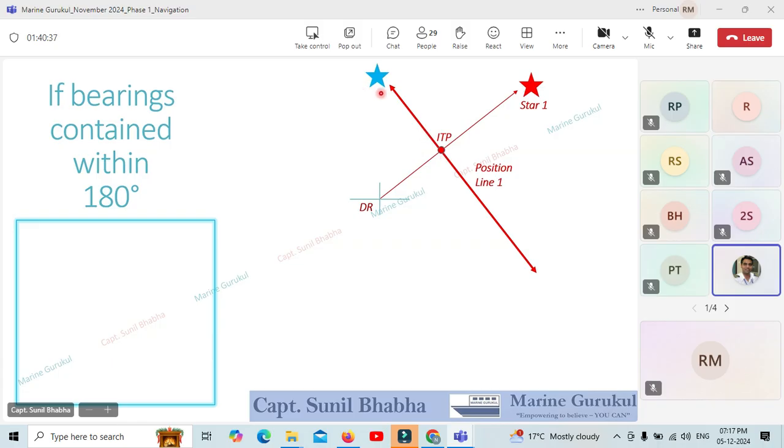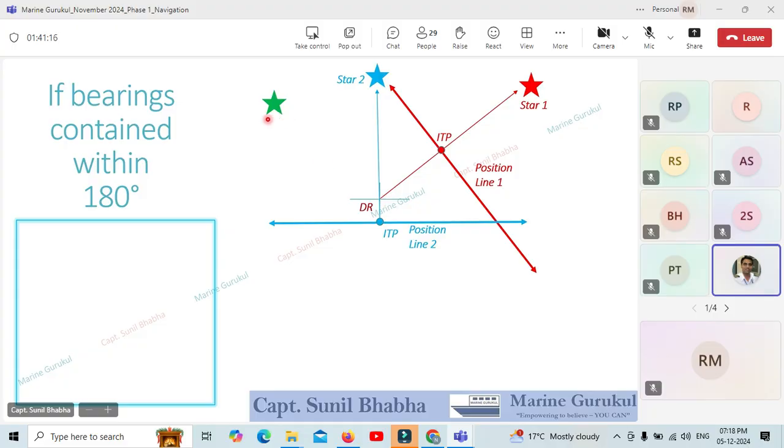Let's assume the second star which we used for our sight was this blue color star, star number 2. And in this case, the intercept which was obtained was away. So let's first mark the azimuth of the star. You see the azimuth coming up. The intercept is away. So from the DR position, we move away from the body a distance equal to the intercept and we reach at the ITP. Once the ITP is there, we can now plot the second PL. You can see the blue color position line number 2 coming up in our plot.